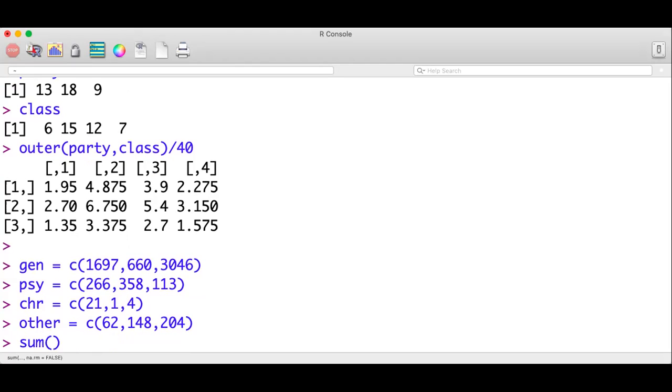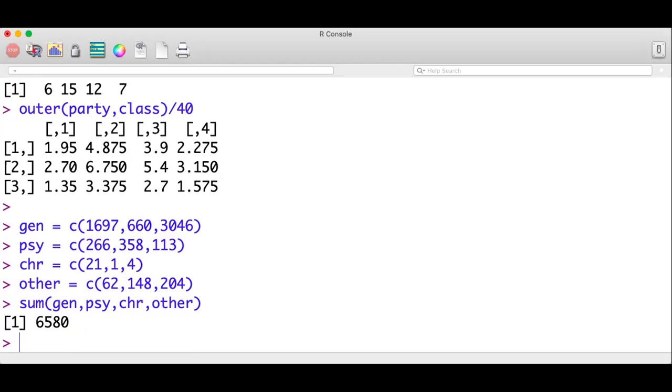Okay. Again, one thing I like to do is look at the sum of these values, the general, the psychiatric, the chronic, and the others. There should be 6580 if I made no mistakes, and there we go. So again, it's not going to catch all your mistakes, but it's one more thing that you can do just to catch some mistakes if you make them. I'm going to let M be our matrix. And what we're going to store is our data: the general hospitals, the psychiatric hospitals, the chronic hospitals, and the others.